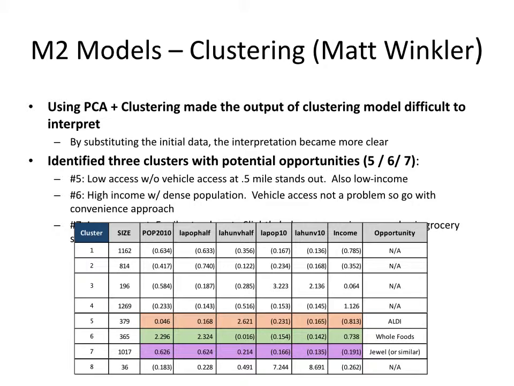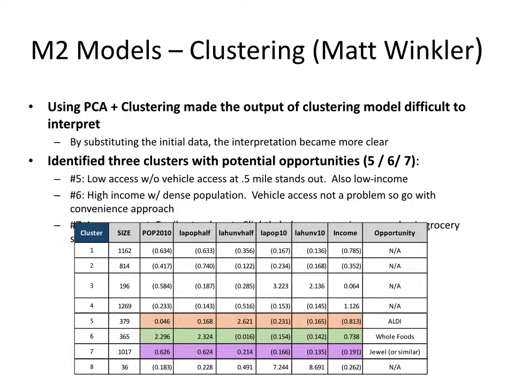So number 5, we intuited from the clustering output that those are low access areas, and they also are lacking in vehicle access at half a mile. They're also low income. So those are folks who don't have a grocery store close, and they're also unable to go somewhere else to find a grocery store. So that, combined with the low income, made us suggest that Aldi might be an appropriate store to locate in one of those areas.